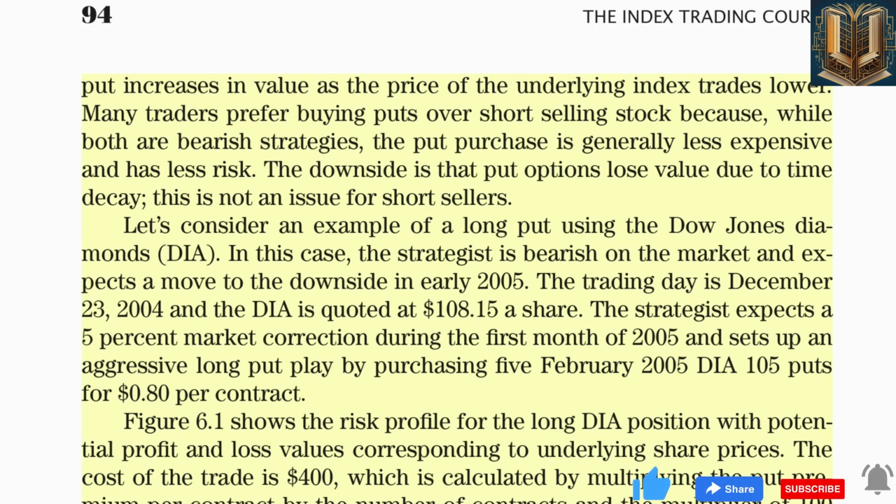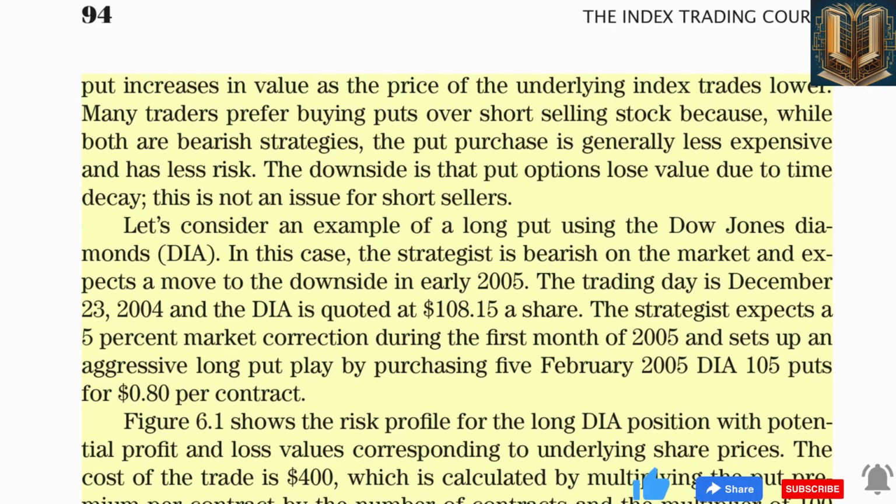Figure 6.1 shows the risk profile for the long DIA position with potential profit and loss values corresponding to underlying share prices. The cost of the trade is $400, which is calculated by multiplying the put premium per contract by the number of contracts and the multiplier of 100: 80 cents times 5 times 100. The cost of the trade is also the maximum potential risk of the trade.